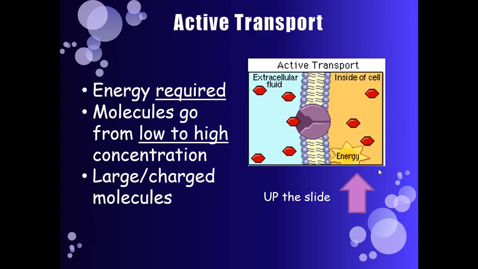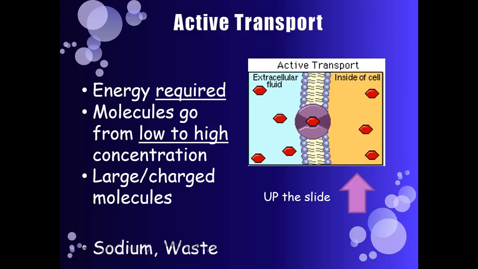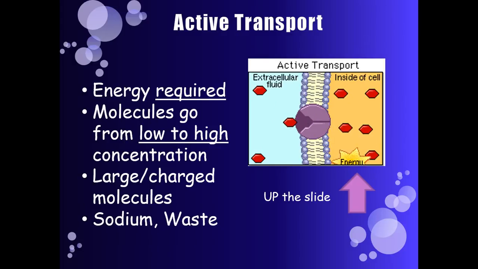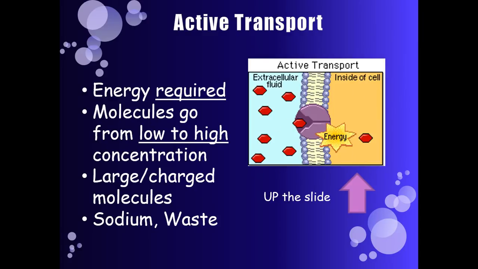This process is used for either really big molecules that have to go through the cell membrane or molecules that have a charge. A charge kind of works like a magnet. If you have two magnets that are facing the same way, then they repel each other. That's kind of like what a charged molecule does when it comes in contact with another charged molecule. Things that go through the cell membrane using active transport are sodium, which is charged, and big waste molecules.